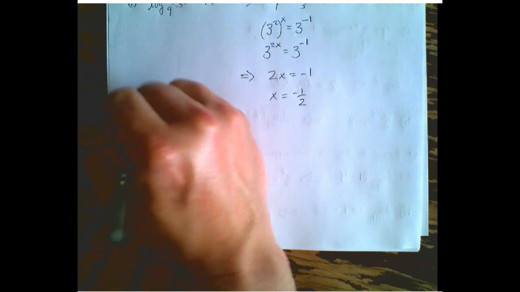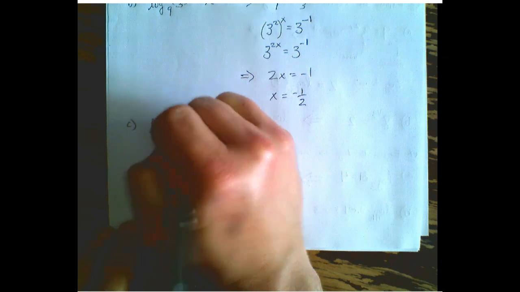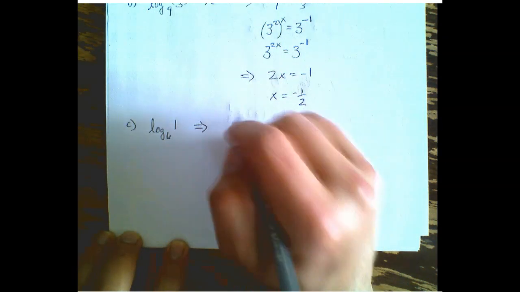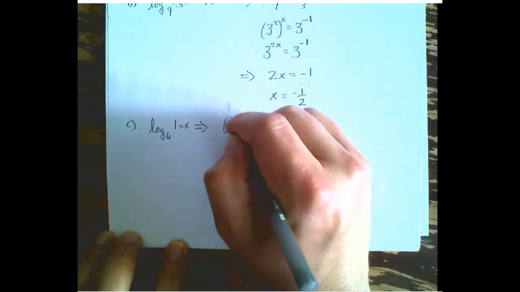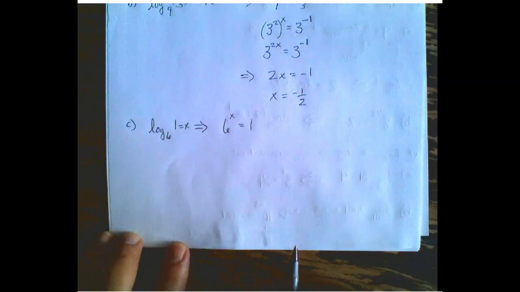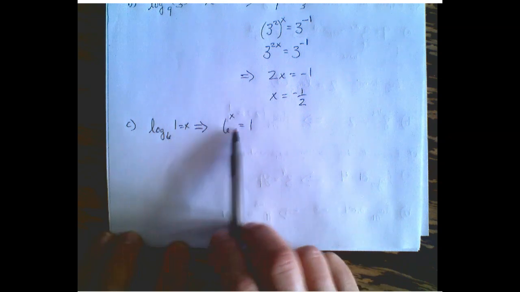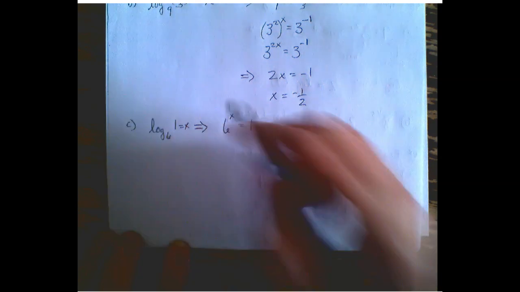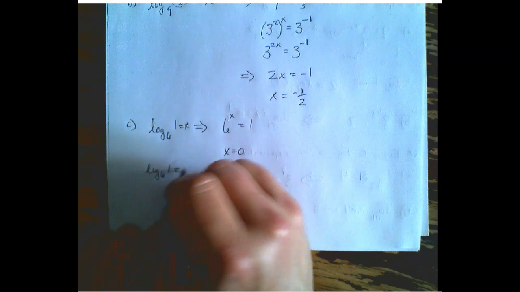Let's do one more. How about the log base 6 of 1? So log base 6 of 1. Let's rewrite this in exponential form. That would be 6 to the x equals 1. Well, let's think about this. We know that when we raise anything to what power gives us 1? 0, right? So that is x equal to 0 there. Or log base 6 of 1 equals 0.